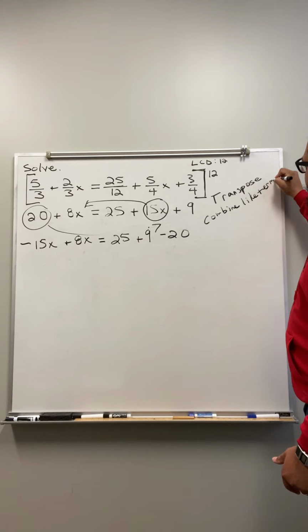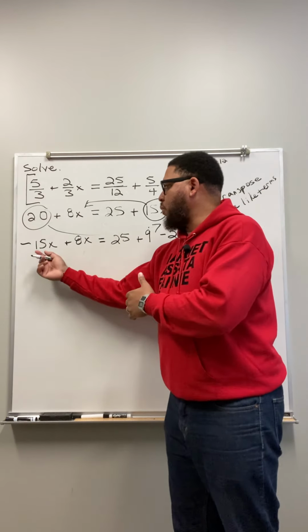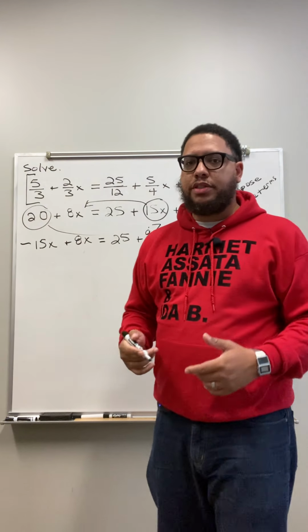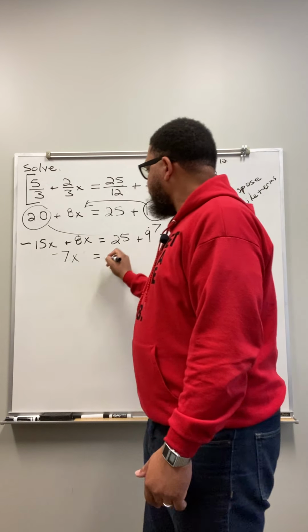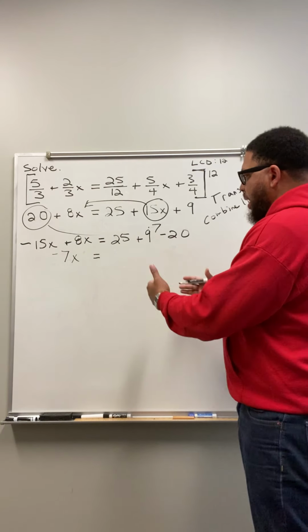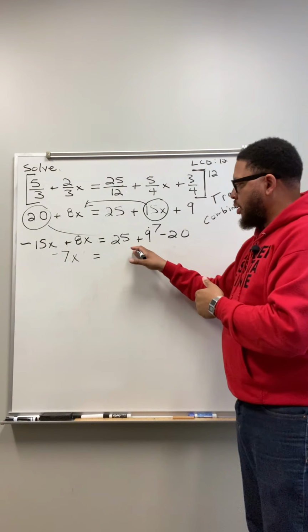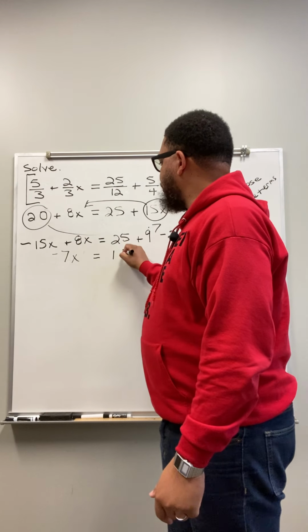Combine like terms. All right. So once we combine like terms, now we say, okay, what is negative 15 plus 8? Negative 15 plus 8 is negative 7. So now we have negative 7x. Then on the right-hand side, we combine like terms again. 25 plus 9 is going to be 34. 34 minus 20 is going to be positive 14.